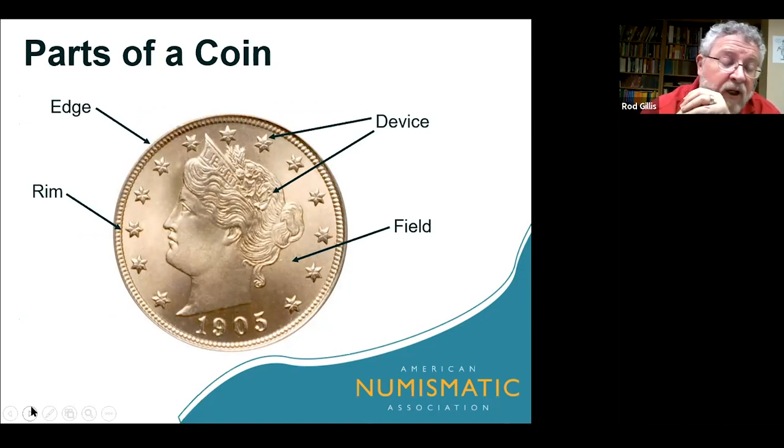There are coins that have very complicated devices. So you could have a primary, a secondary, a tertiary device, and so on. And that's very possible. Okay.